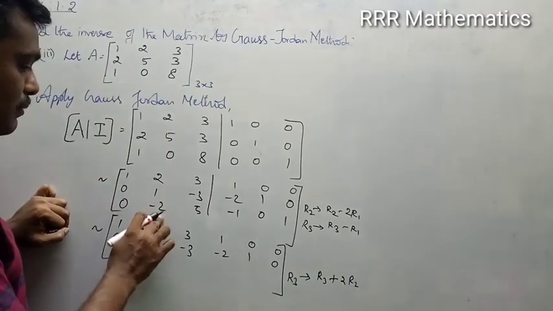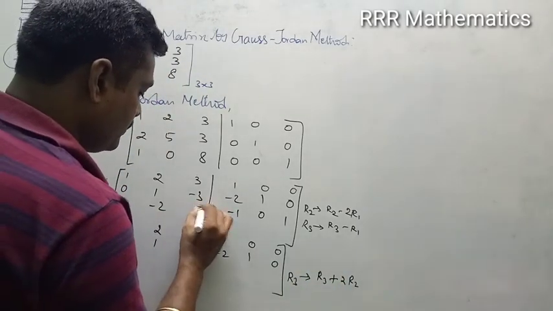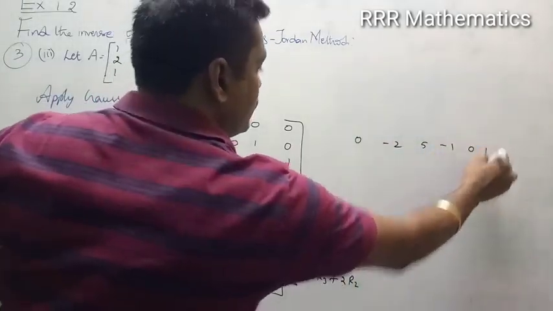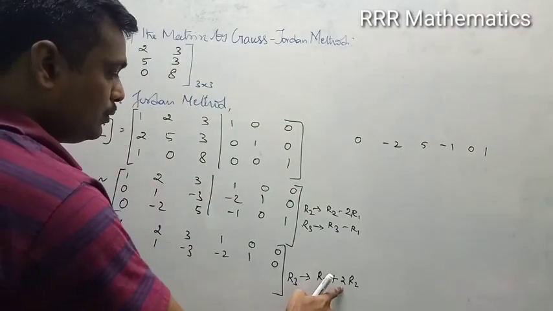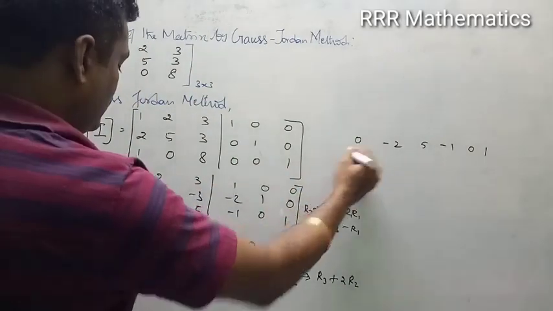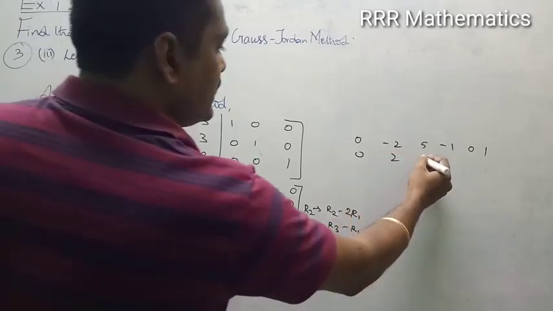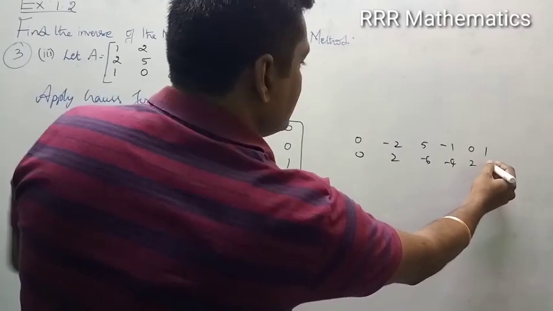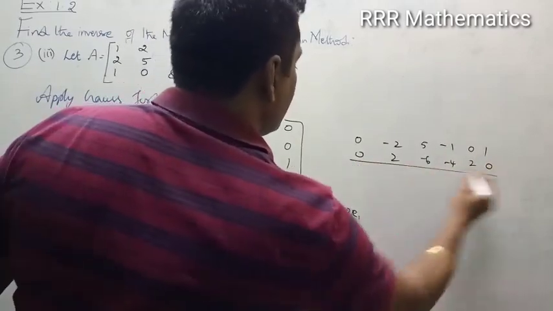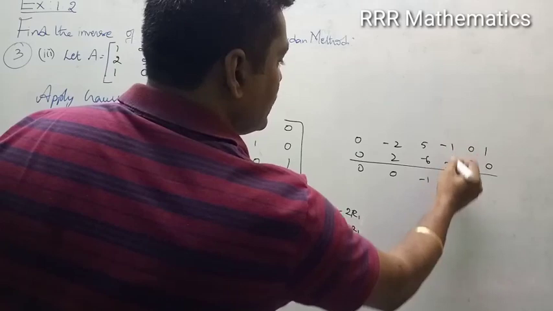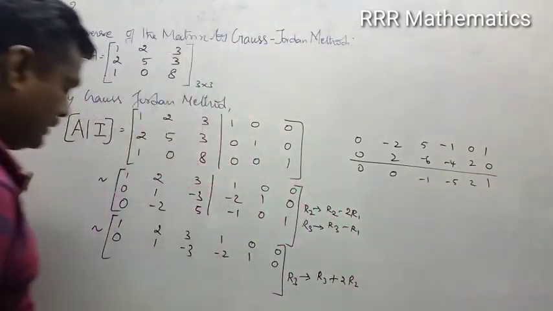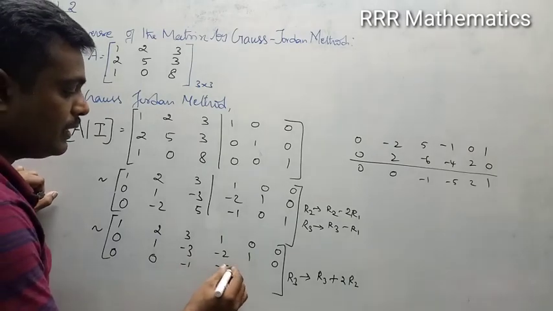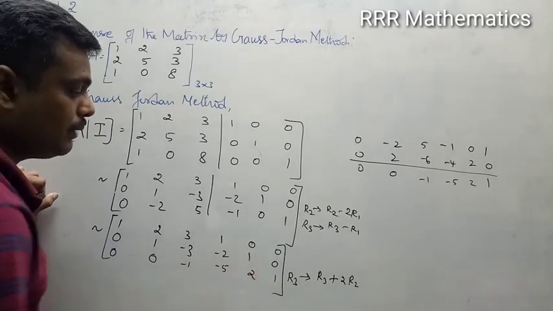See, R3 plus 2 times R2. What is R3? 0, minus 2, 5, minus 1, 0, 1. I will multiply the second row by 2: 2 times 0, 0. 2 times 1, 2. 2 times minus 3, minus 6. 2 times minus 2, minus 4. 2 times 1 is 2. 2 times 0 is 0. When you simplify: 0, 0, minus 1, minus 5, 2 and 1.